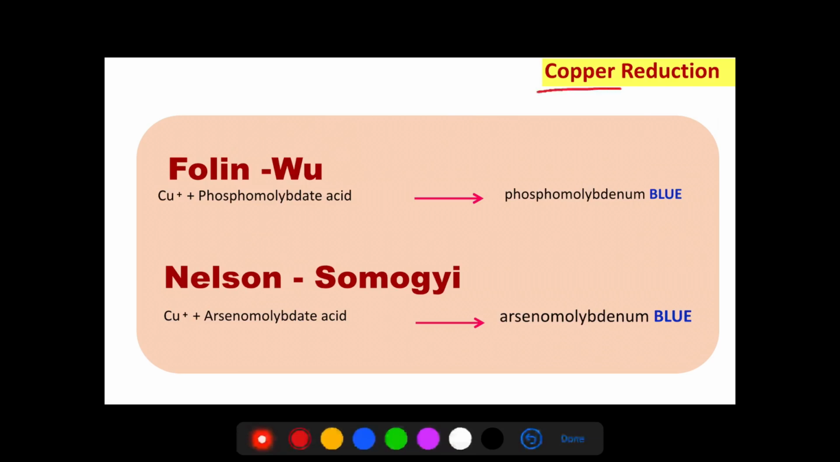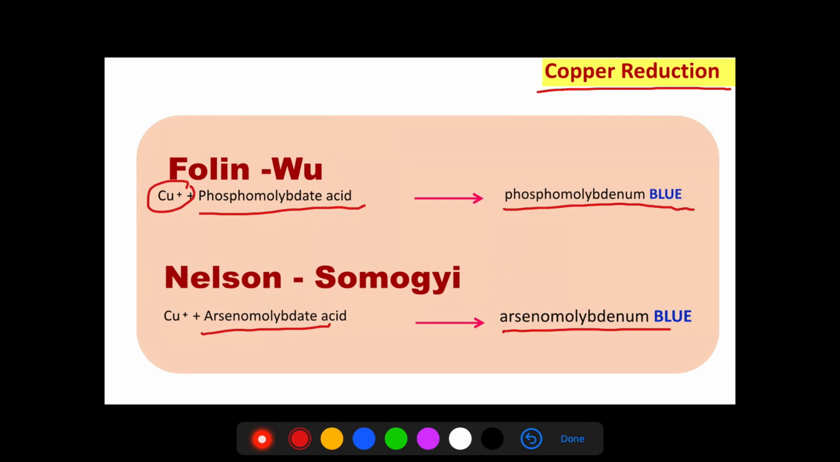Again, for the principle of the copper reduction method, the glucose and other reducing sugars present in the specimen will reduce the cupric ions present in the alkaline copper reagent to cuprous ions. Or we can also see in some references that the cupric sulfate, to be specific, is converted into cuprous oxide. It will then reduce the phosphomolybdic acid into phosphomolybdenum blue, or the arsenomolybdate into arsenomolybdenum blue. Usually, this is measured at 420 nanometers.